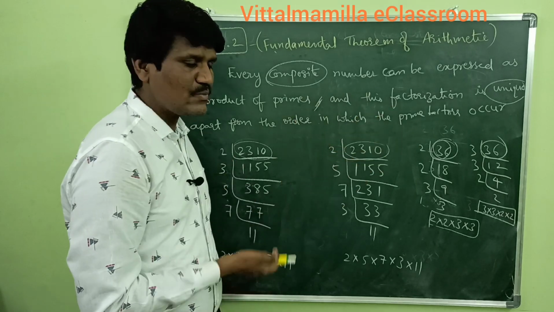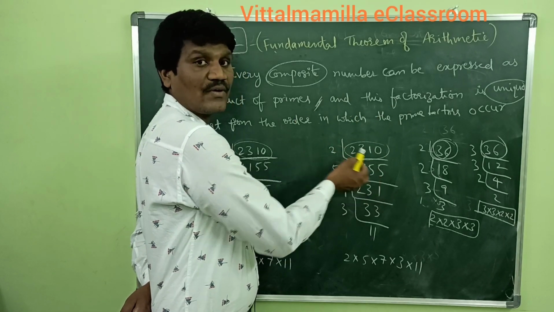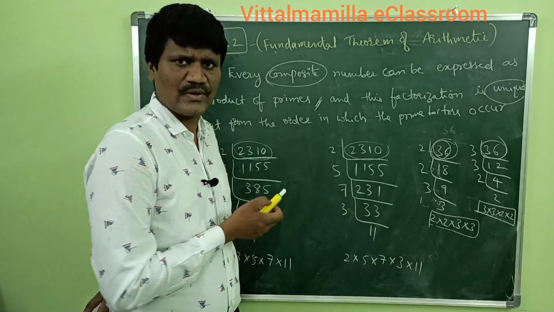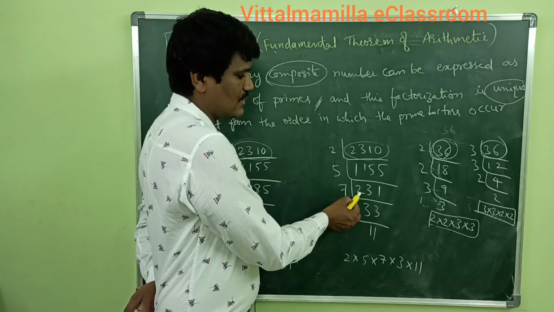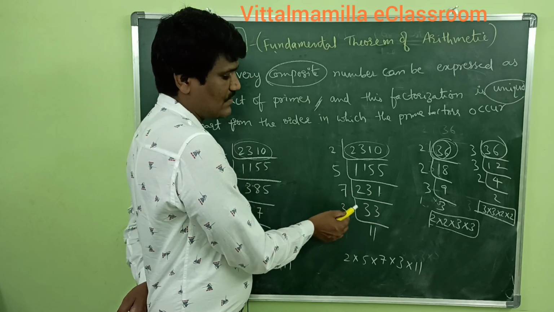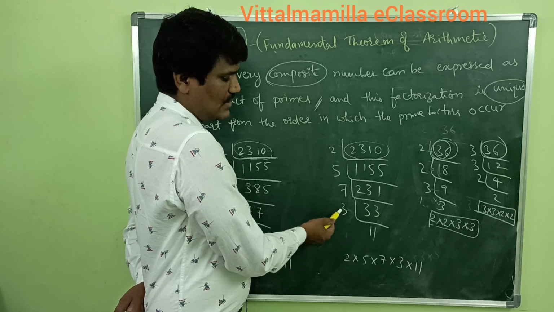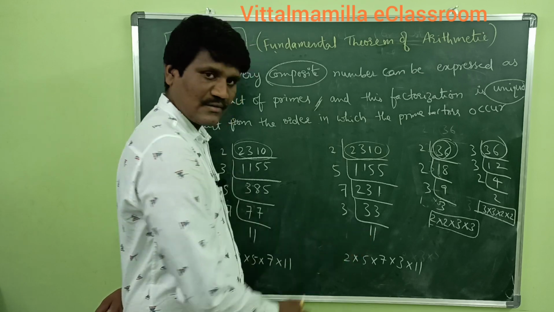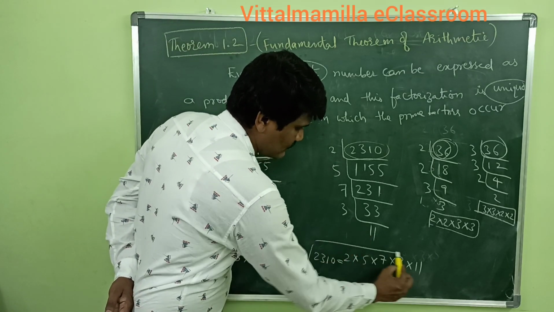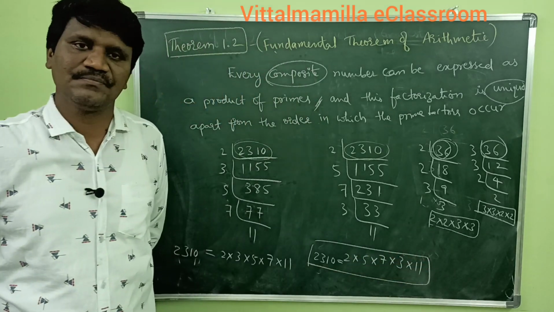Sometimes some other students may do it like this. First, after doing 2, 3, 5, they may do from 5. They can do that also, right? So 5 2s are 10, 5 3s are 15, 5 1s are 5. Again by 7: 7 3s are 21, 7 3s are 21. Now it will be by 3: 3 11s are 33. So again 2310 is equal to 2 into 5 into 7 into 3 into 11.